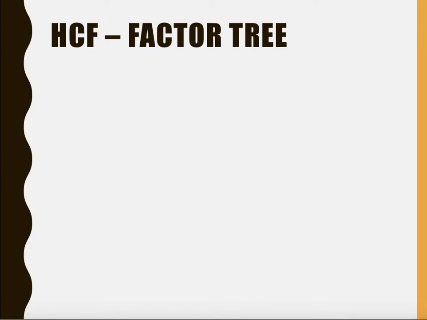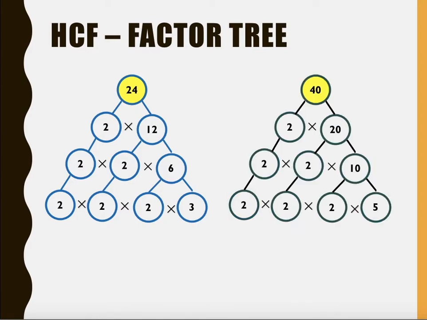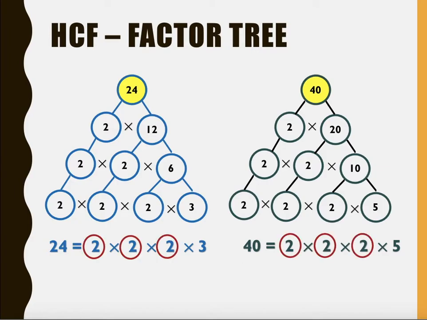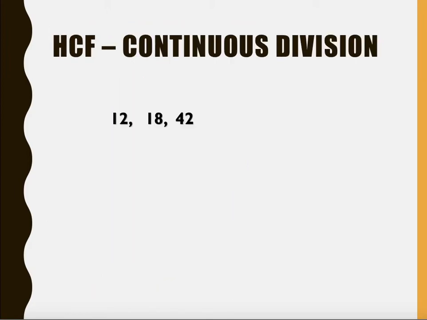Let's look at the factor tree method here, where we have 24 written as the product of prime numbers, and we also have 40 written as the product of prime numbers. So here, what are the common factors that we notice? It is the 3 2's. So we write HCF of 24 and 40 as the product of 2 times 2 times 2, which is equal to 8. Please keep trying all these different methods, only then you will be able to understand how to get the HCF.